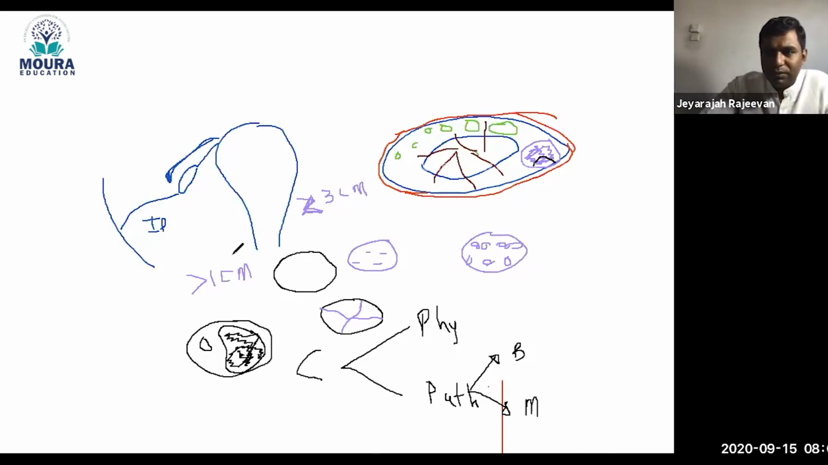So first we'll discuss the postmenopausal woman, then we'll come to the premenopausal woman. The majority of postmenopausal women might have a cyst that is more than 1 centimeter. We take it as pathological.